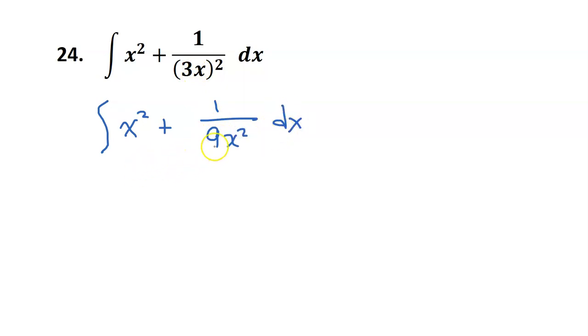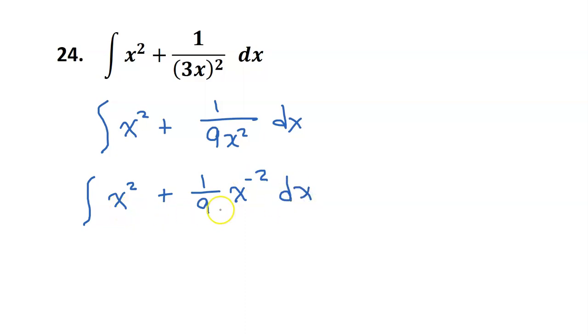Sometimes once you've learned u-substitution, you start to want to use substitution for everything. But that's not always the best tool. Sometimes the old methods are best. So we can take the integral of each of these separately. Let me rewrite one more step first. So x squared is good the way it is. I think I will rewrite this as 1/9 times x to the negative 2 power.